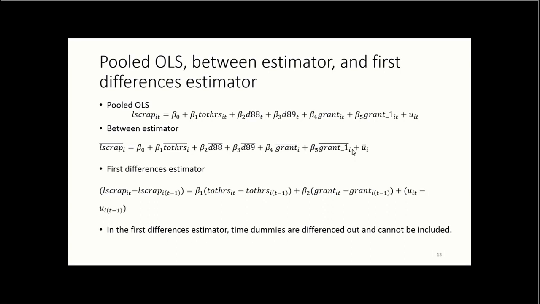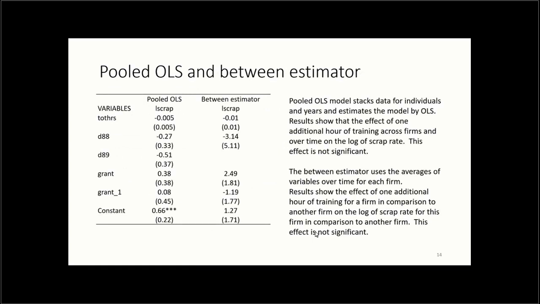And we would also have the first differences estimator, where each variable would be minus the variable for the same firm in the previous year. So we would do this transformation to the dependent variable and all of the independent variables. So notice that in the first differences estimator, the time dummies are differenced out and cannot be included because they vary deterministically from one year to the next. So these are the models that are being estimated for the pooled OLS estimator and the between estimator.